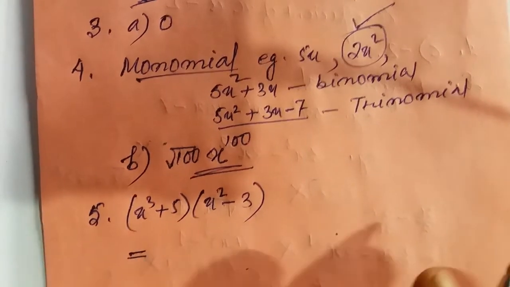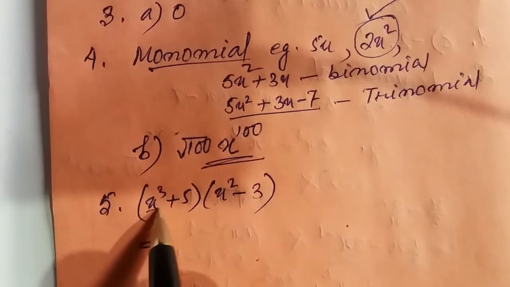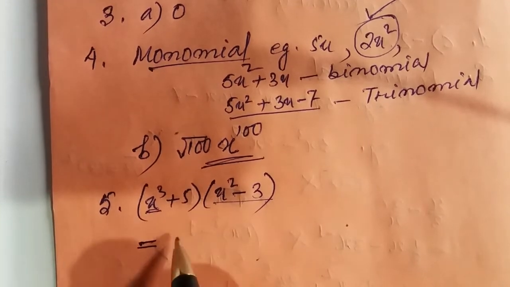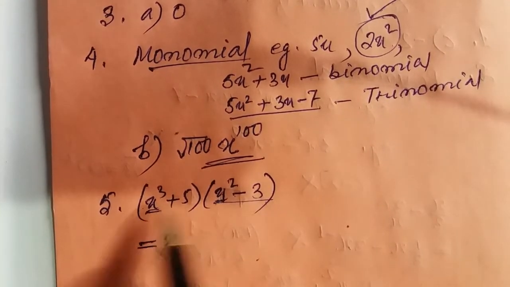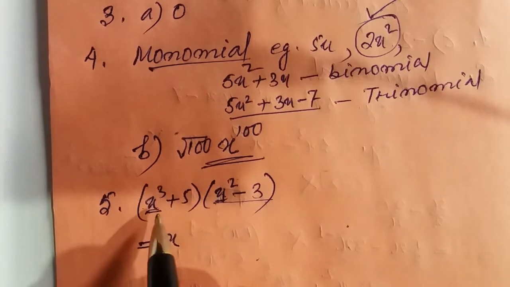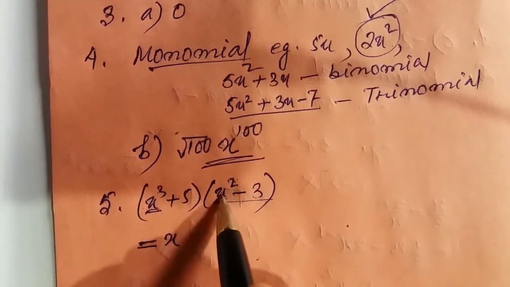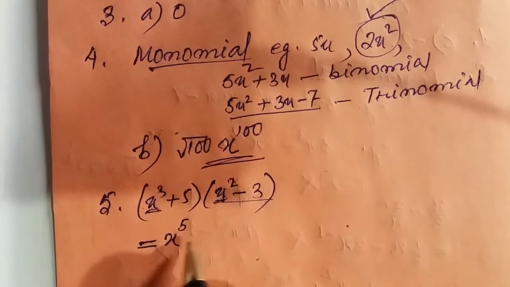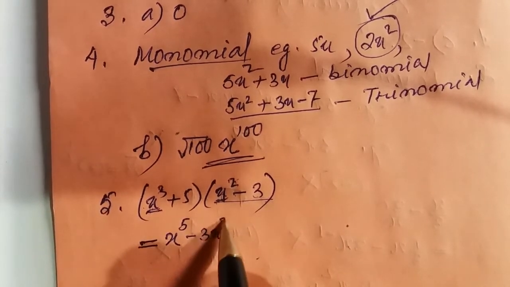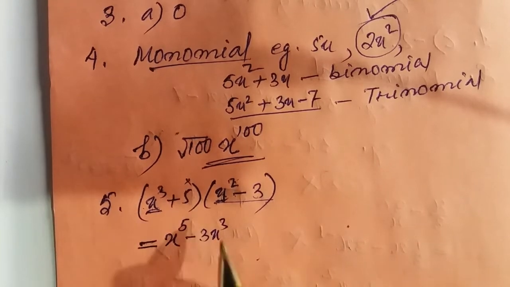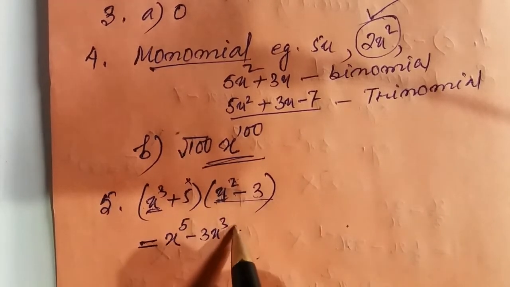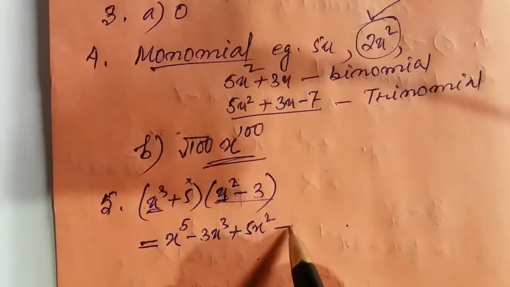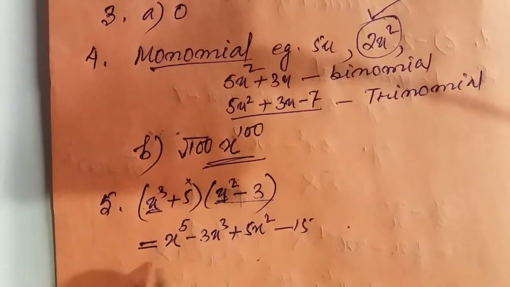Now first we will multiply. Let's multiply x cubed to both terms. x cubed into x square is, since the bases are same, you have to add the powers, 3 plus 2 is 5, so x to the power 5. Then x cubed into minus 3 is minus 3x cubed. Now we'll multiply with 5. Plus 5 into x square is plus 5x square. Plus 5 into minus 3 is minus 15, because plus into minus is minus.